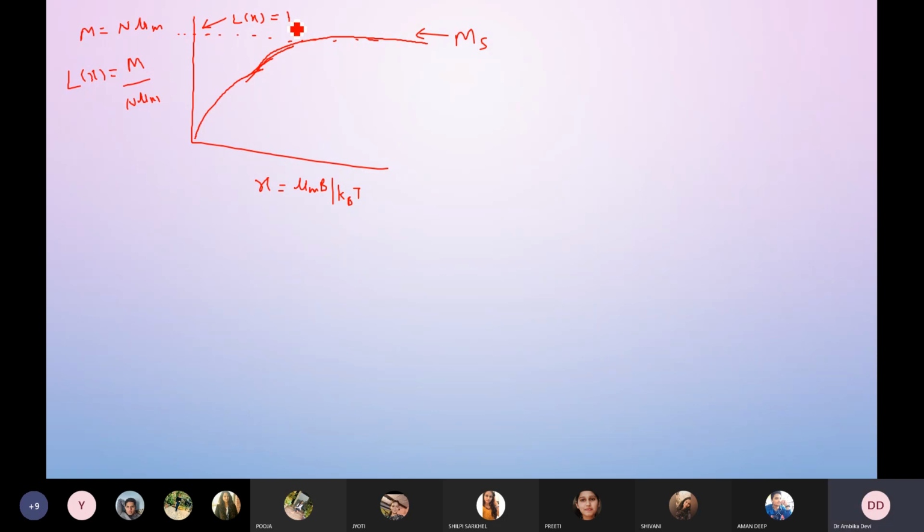Okay, so this was the Langevin theory for paramagnetism. Now we will see that there are some circumstances where the Langevin theory is not applicable for paramagnetic materials. Let us see what those circumstances are and what the limitations of Langevin theory are, or you can say what the failures of Langevin theory are.